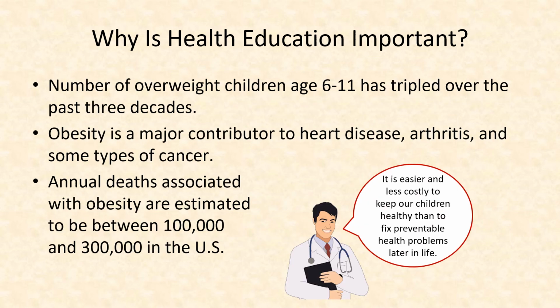Further, research has suggested that the number of overweight children between the ages of 6 and 11 has tripled over the past 3 decades. Obesity is a major contributor to all kinds of health issues, such as heart disease, even arthritis, some types of cancer, and different types of disease. Annual deaths that are associated with being overweight in this country are estimated to be between 100 and 300,000 people every year.